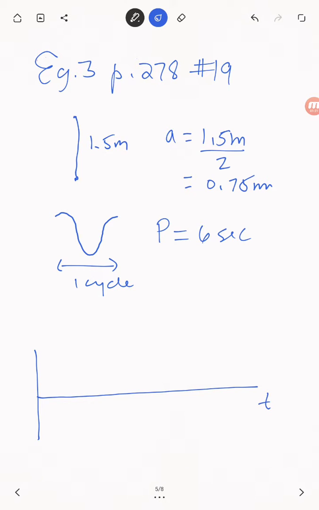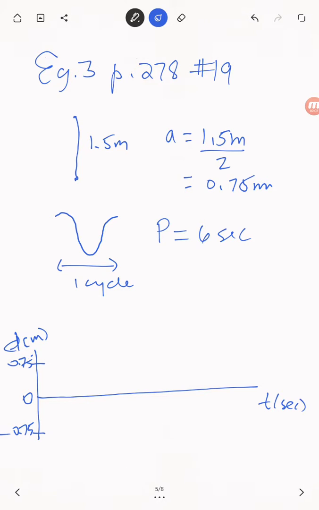Let's do that down here. Time is measured in seconds, we're told, and vertical displacement, let's call that d, is measured in meters. Since my amplitude is 0.75 meters, that's where my maximum value is going to be, and my minimum will be at negative 0.75.